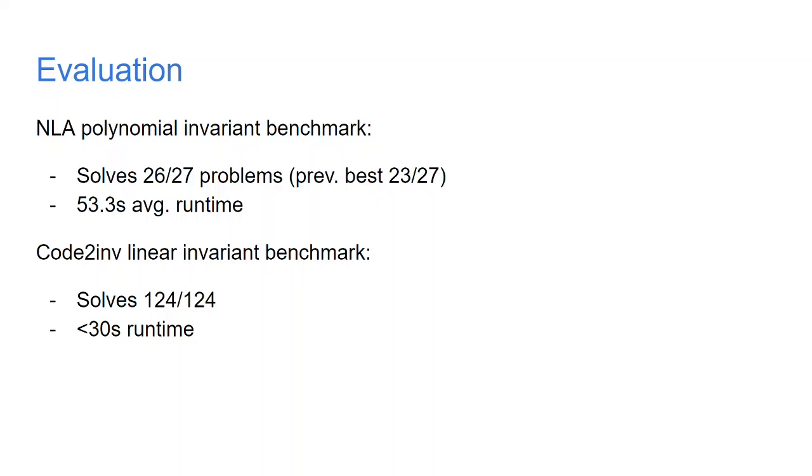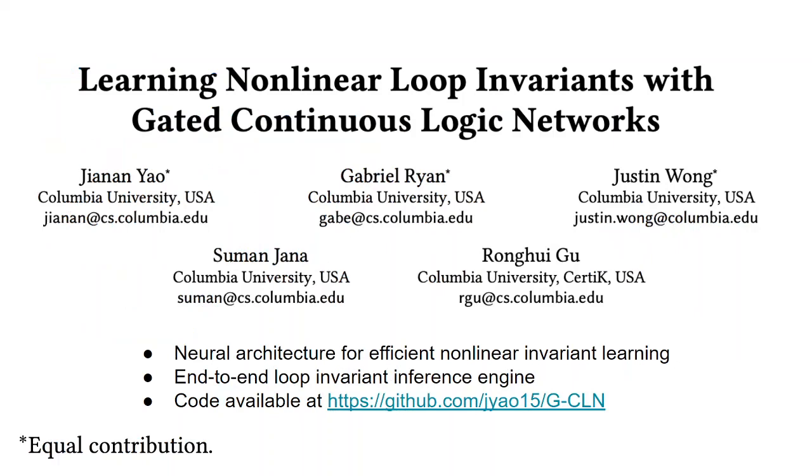We also evaluate it on the Code2Inv linear invariant benchmark, where we are able to solve all 124 problems in less than 30 seconds per problem. In summary, we introduced a new neural architecture for efficiently learning nonlinear loop invariants. For more details, see our paper and our source code on GitHub.